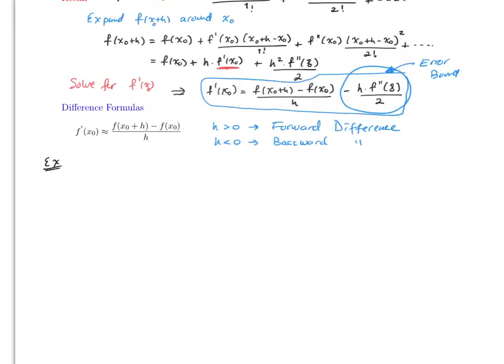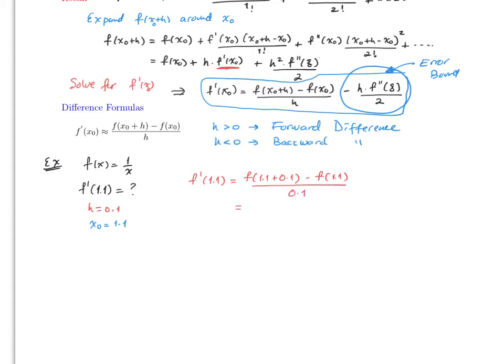Right, let's do a very simple example or illustration. Let's say that f of x is equal to 1 over x, and you want to find f prime evaluated at 1.1. So that's what we want. Here, you have to choose the value for h. Let's say that we choose h to be 0.1. Here, the value for x0 will be 1.1. So therefore, f prime of 1.1 will be equal to f of 1.1 plus 0.1 minus f of 1.1, everything divided by h, which is 0.1.